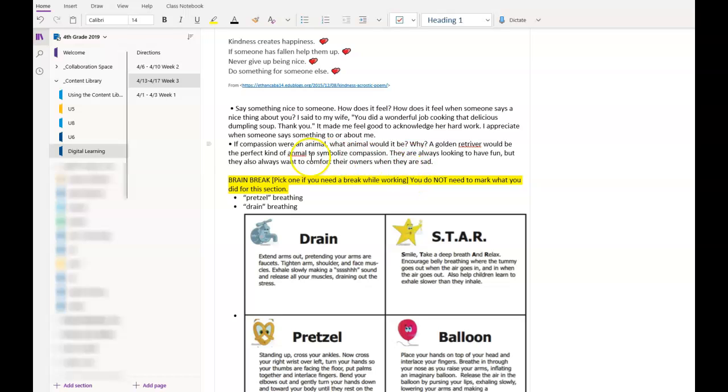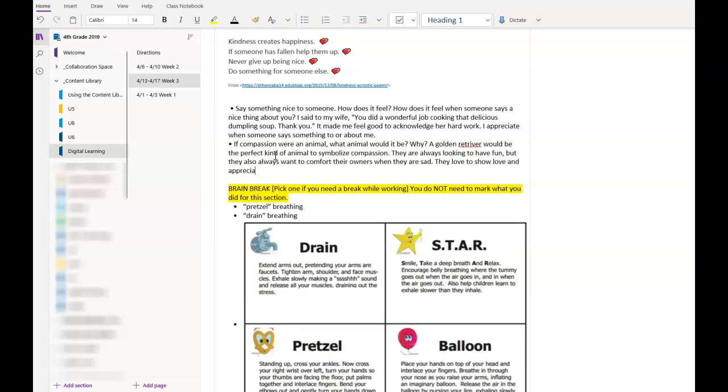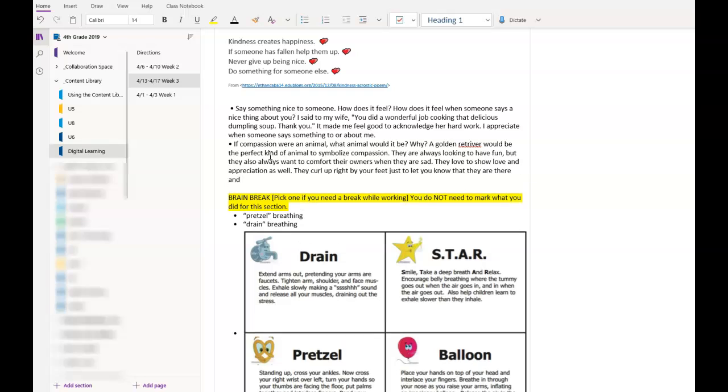Then I'll go back and check. Why else would golden retrievers be the perfect animal to show compassion? They love to show love and appreciation as well. They curl up right by your feet just to let you know that they are there and love you.